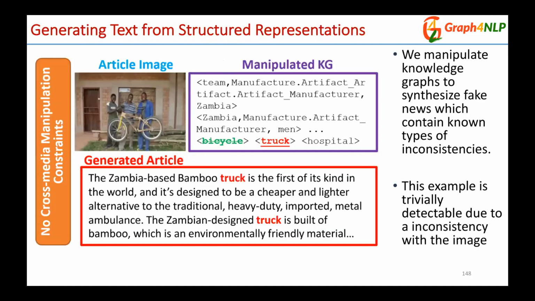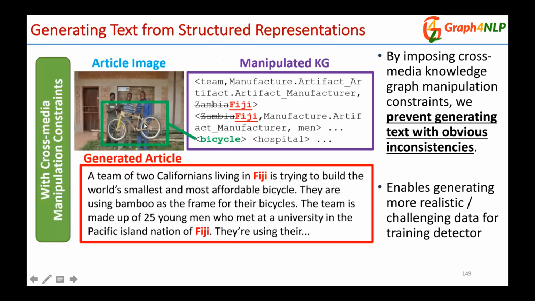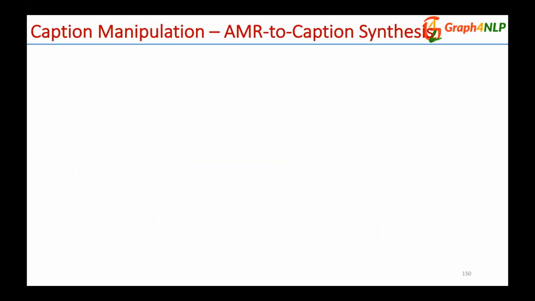So one thing to note here is that if you simply replace the most popular one with any similar entities, it's very easy for a system or human to detect. For example, if we replace a bicycle with a truck, clearly that's fake information because the truck is not showing in the image. So we are going to avoid doing manipulation for those kinds of cross-media entities. We only replace the entity or subgraph if they are not grounded in the image. For example, we are replacing Zambia with Fiji because they are semantically similar, and then generate a new article using the Fiji entity.